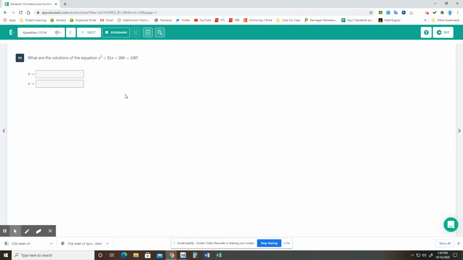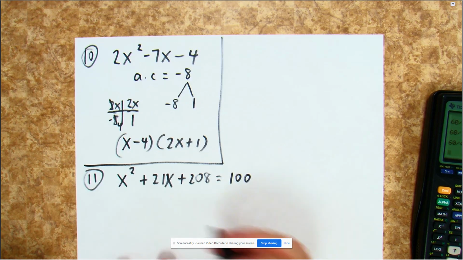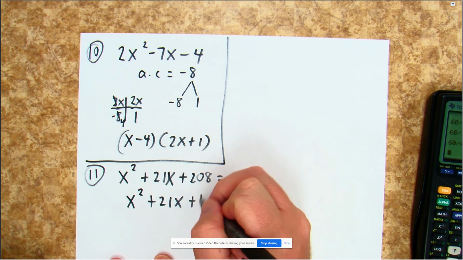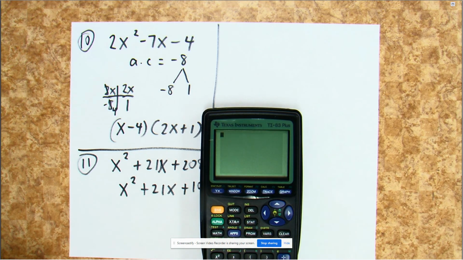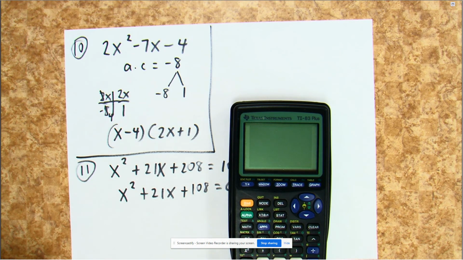Now, barring some guess and check action that you may end up trying for this, simply because guessing and checking may or may not be in your best interest, looking at this problem, it's not equal to 0. I'm going to have to get one side equal to 0. Subtract 100 from both sides, and you end up with this. Now, again, I'm going to go to my calculator because I'm like, okay, 108. I got to find two numbers that multiply to 108 and add up to 21.